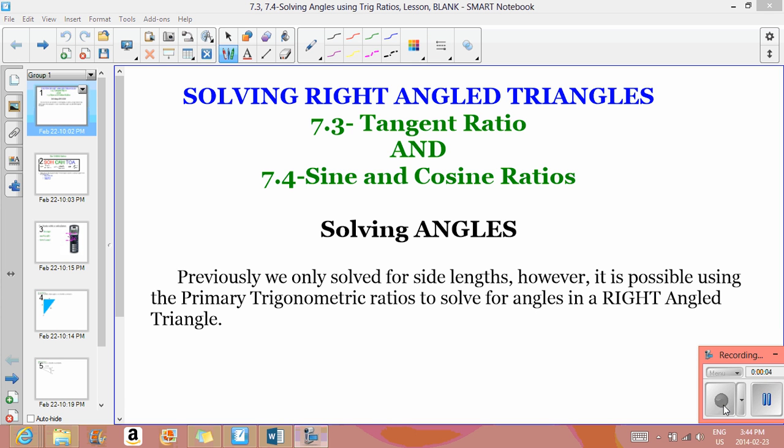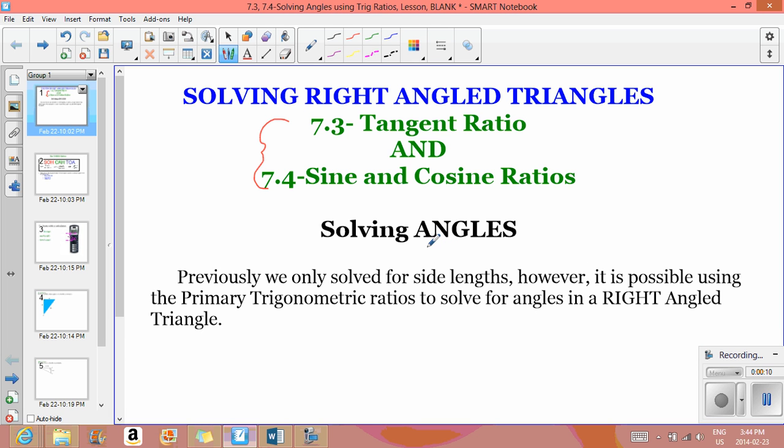Now we are still on solving right angle triangles. So this is still part of 7.3 and 7.4. The only difference now is that we're going to be solving for angles. In the previous video, we were solving for side lengths. So I just want to point out that you need to make sure you remember that the rules that we were following in the past two videos are only satisfied for right angle triangles. So previously we found side lengths. Now we're going to be finding angles.